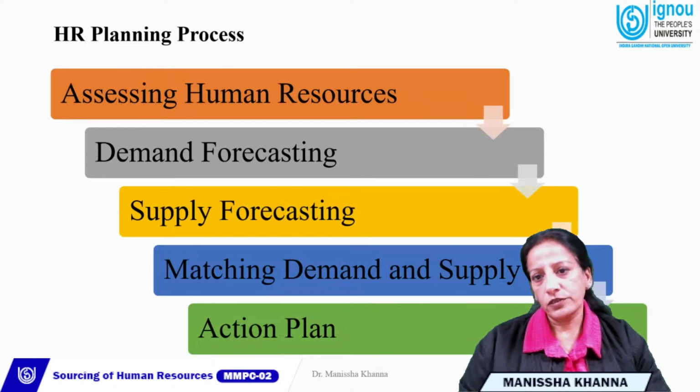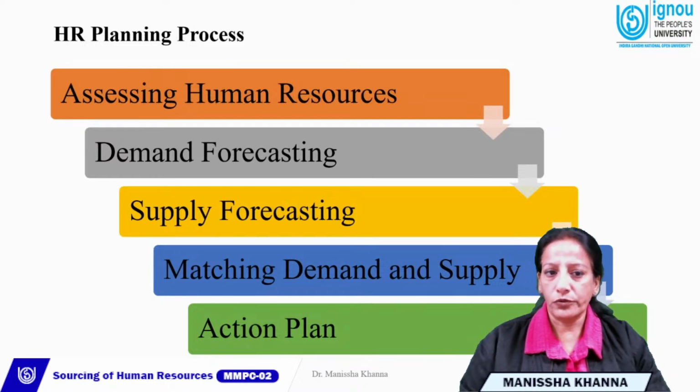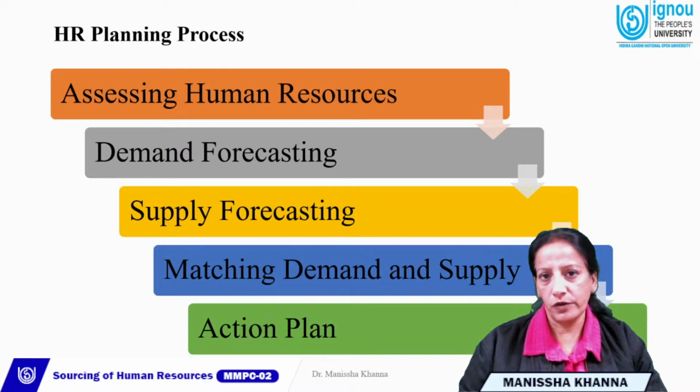In the HR planning process, the first step is assessing the human resource. Assessing the human resource refers to where the workforce analysis has been done: how much workforce is presently available in the organization and how much we require for the said project. For example, a company or an organization has a project where 1,000 people are required.